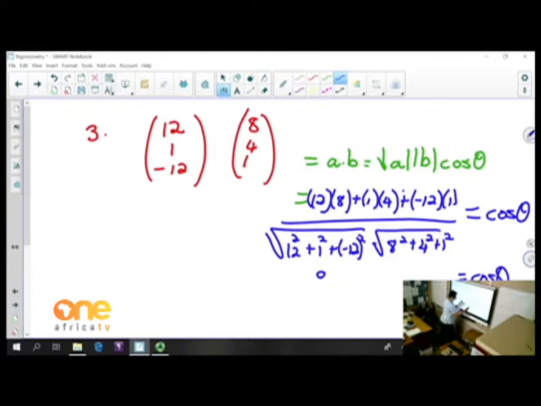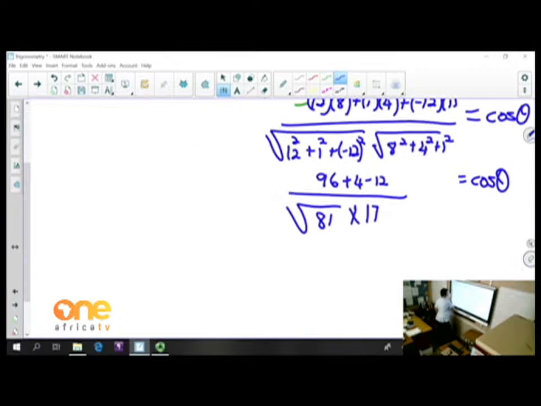So this is then 96 plus 4 minus 12 over the square root of 81 times 17. Already got the square root there. And then second function cosine, and the answer of theta is 54.9 degrees. So it works exactly the same with the 3 dimensions. Right, the next one is now number B.